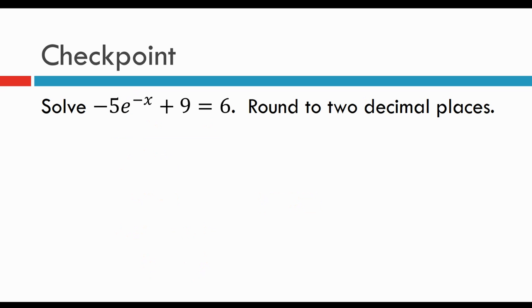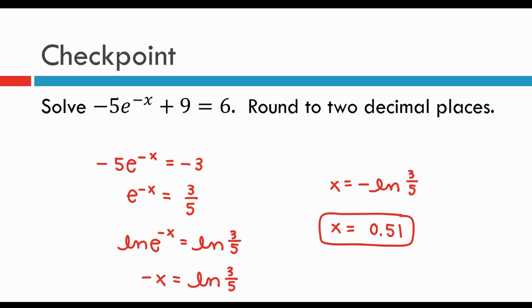Okay, so pause the video and see if you can solve this equation. Once again, round to 2 decimal places. Okay, we had to isolate that e to the negative x power. So I subtract 9 first. I divide by negative 5, and that turns that fraction positive. Then I took the natural log of both sides, giving me a negative x equal the natural log of 3/5. I divided both sides by a negative, and then I typed it into my calculator. So a negative, then natural log of 3/5. And then I rounded to 2 decimal places, which got me 0.51.